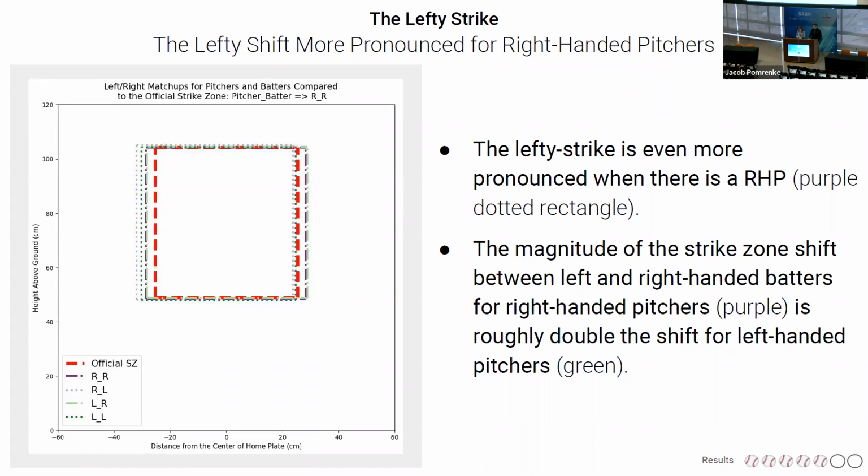What we see here is that the shift is more pronounced when there's a right-handed pitcher. The two dashed lines represent right-handed batters and are almost identical for left and right-handed pitchers. Both rectangles, however, shift to the left for left-handed batters, as we would expect. But the shift is more pronounced for those right-handed batters. So you see that purple line go all the way over.